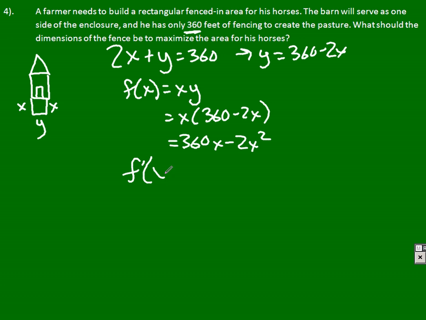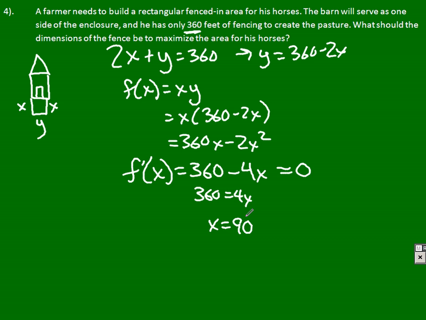Take the derivative. Always take the derivative before you set equal to 0. That's an issue I've seen happen a lot so far. Minus 4x as my derivative. 360 minus 4x. Now set it equal to 0. 360 equals 4x, which means x will equal 90. And to get y, plug it back in to my original equation, which means y will equal 360 minus 2 times 90, and I get 180 as my answer.